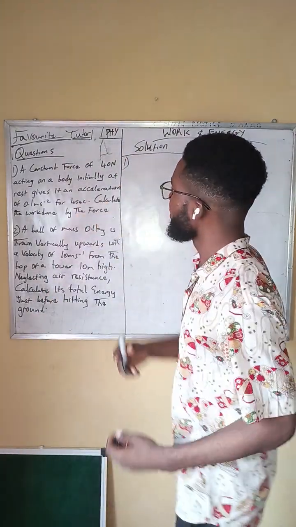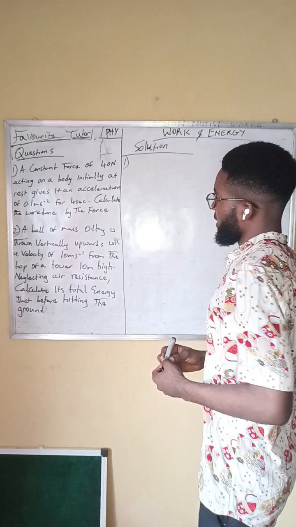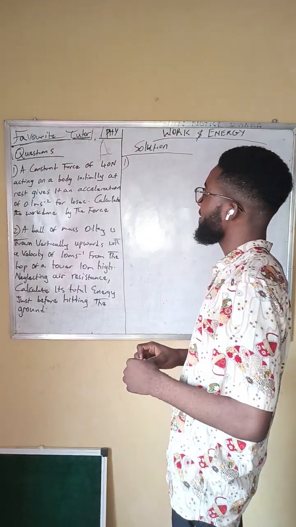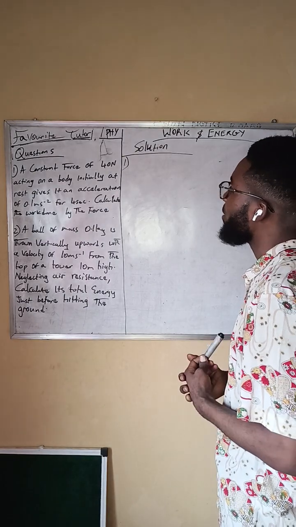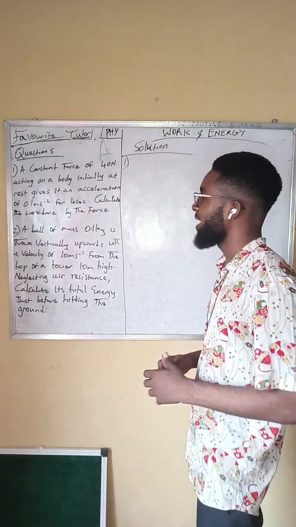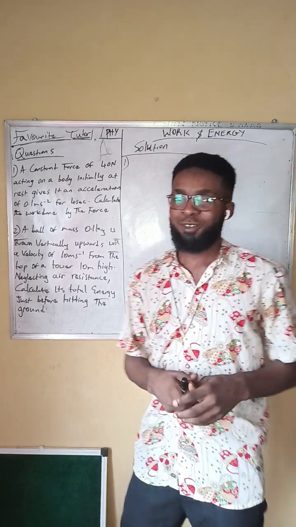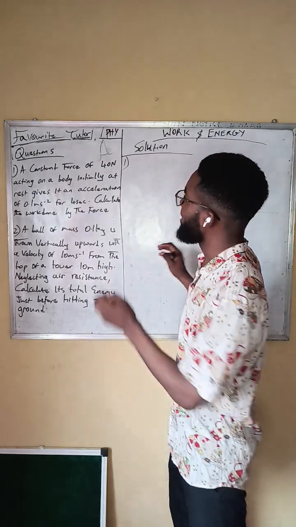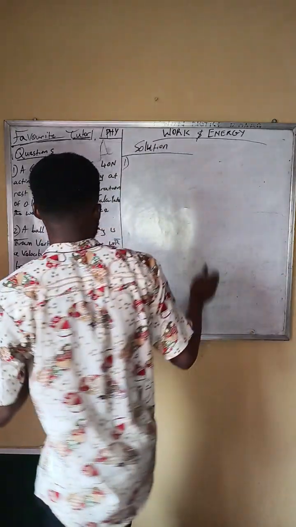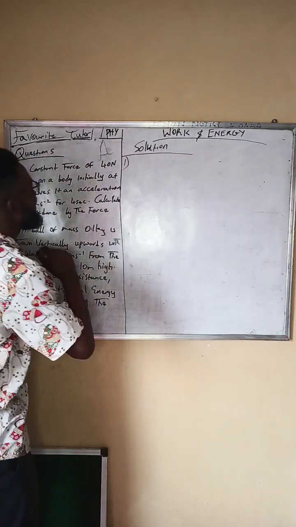Let's start from one. A constant force of 40 Newton acting on a body initially at rest gives it an acceleration of 0.1 meter per second square for 4 seconds. Calculate the work done by the force. The first thing we need to do is to bring out the parameters.